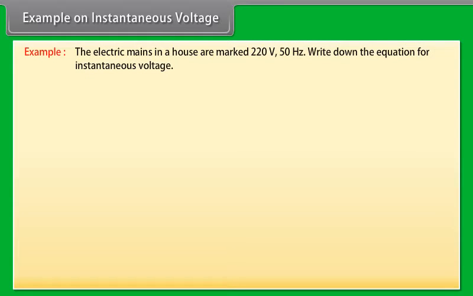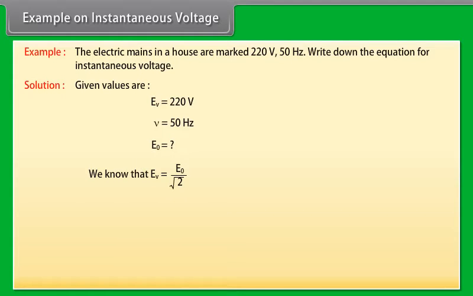IRMS is equal to Im upon root 2, which is equal to 0.707 Im. In the same way, the RMS voltage is related to the maximum value of the alternating voltage. VRMS is equal to Vm upon root 2, which is equal to 0.707 Vm.